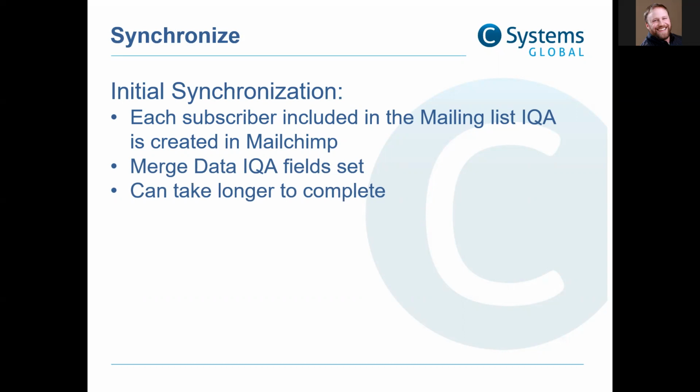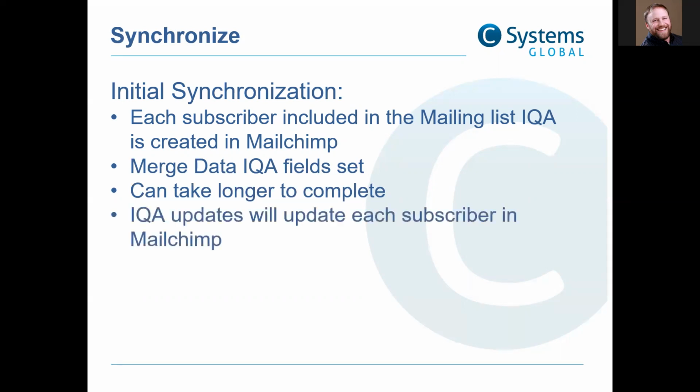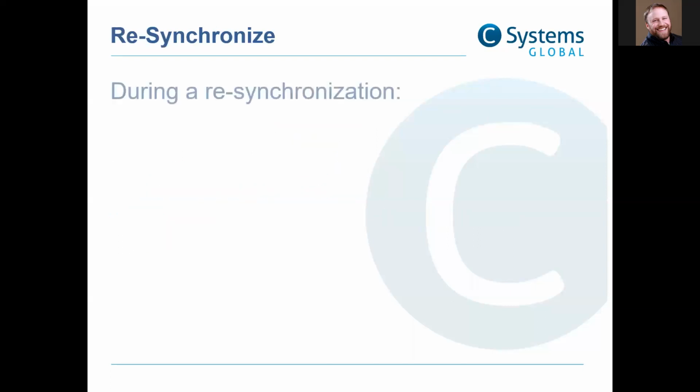The time for the run will depend on the number of fields, the number of subscribers, and the number of errors or warnings that are thrown on the integration run. If you modify one of the IQA queries, for example, updates to the merged data IQA, adding or removing a field, each subscriber in Mailchimp will be updated to reflect this change.